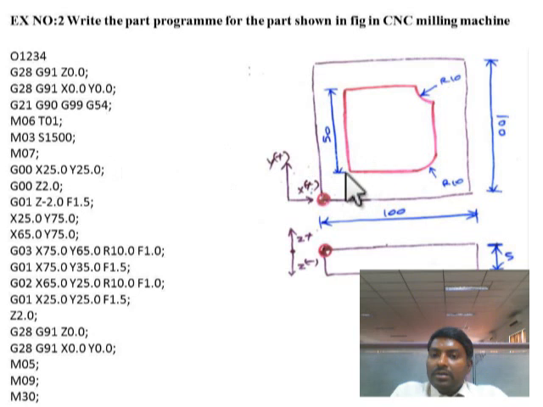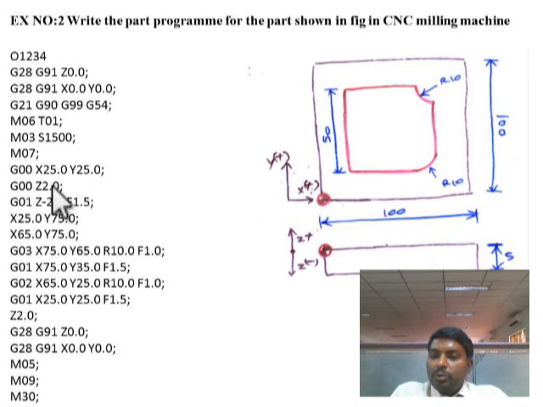So I have to start the program from this point. The tool should be brought to this point, which is X25 and Y25. This workpiece dimension is 100 by 100, and this is 25 and this is 25. So I have to bring the tool to this point, where the X value and Y value are 25. So G00, X25, Y25.